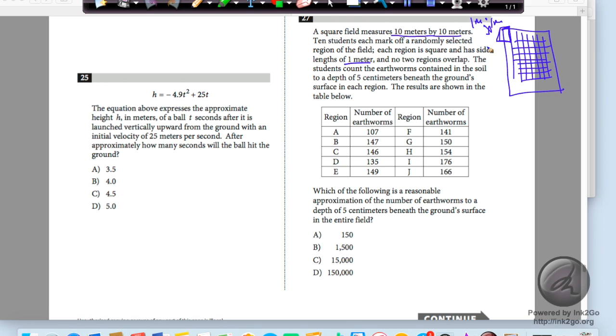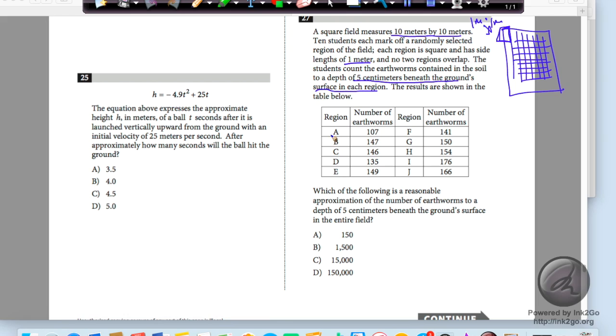So it's a 1 meter by 1 meter, and no two regions overlap. The students count the earthworms contained in the soil to a depth of 5 centimeters beneath the ground surface. I'm underlining this because it's a number, and I'm going to see how maybe this plays into the overall question being asked. The results are shown in the table below.